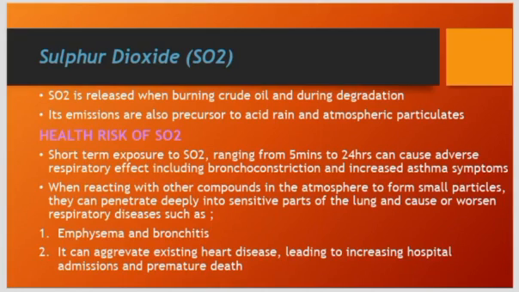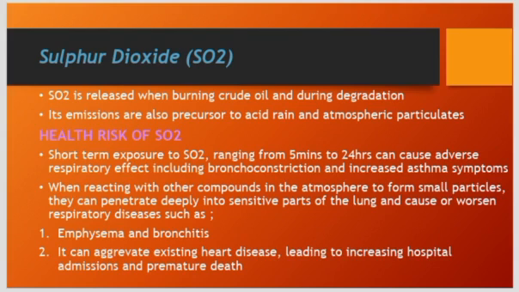So another toxic chemical that you can be exposed to as a result of crude oil activities or oil spills is sulfur dioxide, also known as SO2. It is released during crude oil burning and during degradation. That's talking about when crude oil is being burned and processed into different refined products. During that process, this sulfur oxide is emitted. You understand? So its emission is also a precursor to acid rain and atmospheric particulates.